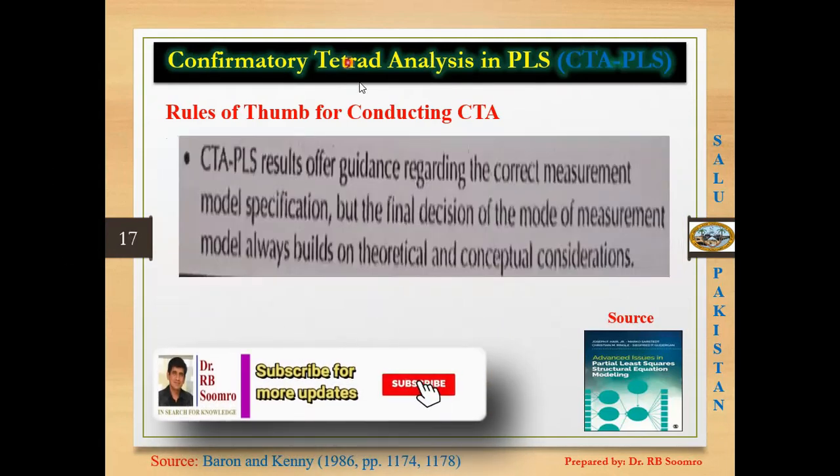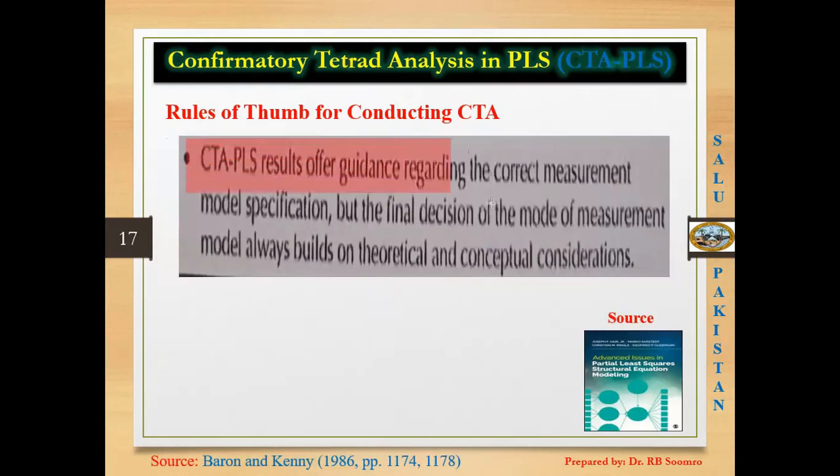Another guideline is here. CTA offers guidance regarding the correct measurement model specification. So it only guides you, but you should make the final decision by considering these three things. If the theory suggests your construct is reflective, and the CTA is also telling the same thing, you must be happy. But if the theory and conceptual considerations are different from the CTA, then follow the theory and conceptual considerations, not the CTA.